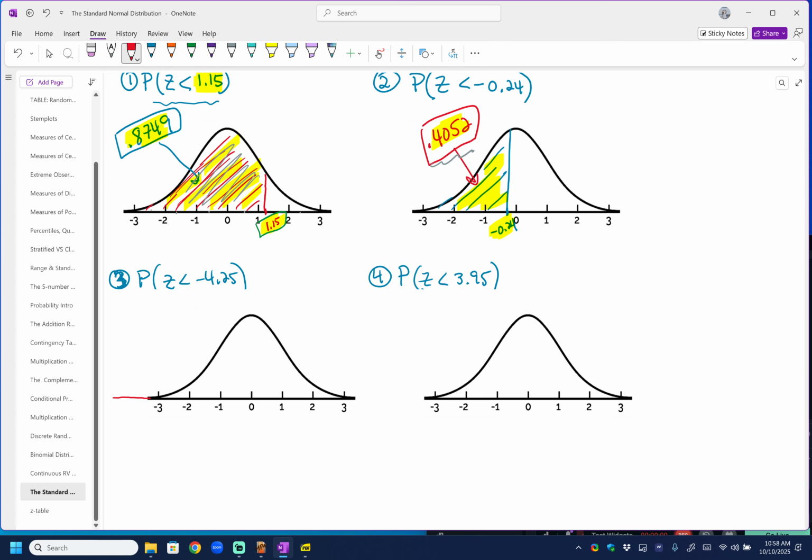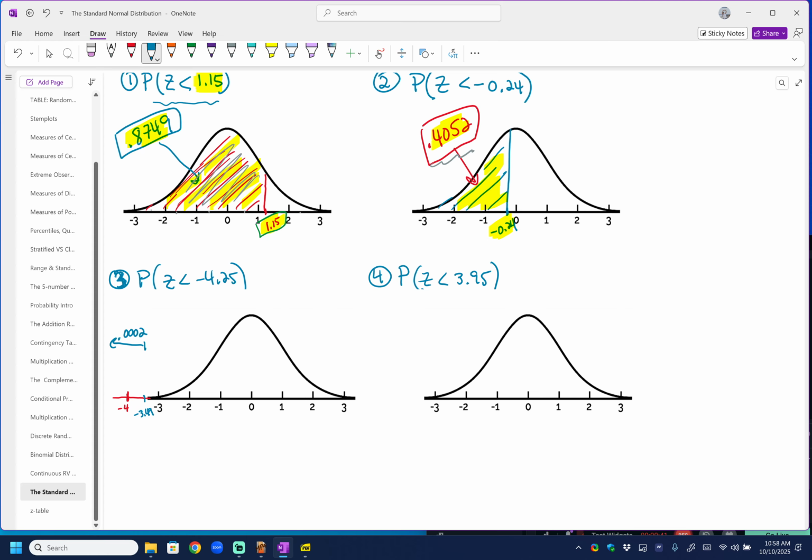So negative 3 is here, which means negative 3.49 is going to go way out here. So let me first try to find negative 4, try to be even here. And then I'm going to mark negative 3.49. If I were to shade, which really there's not anything to shade here, then the area to the left of this is going to be 0.0002. Okay, that's the first thing.